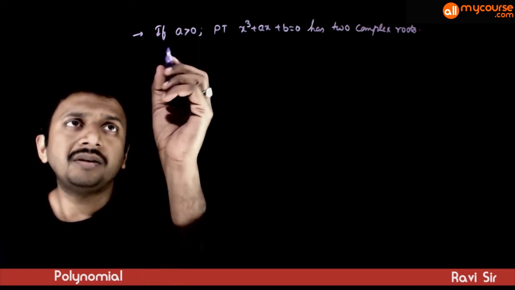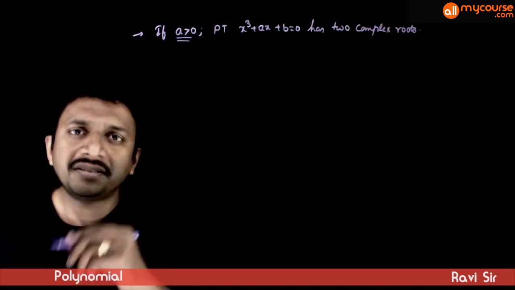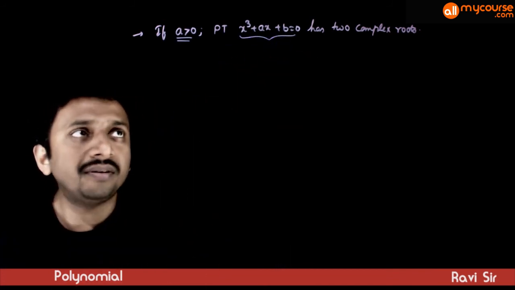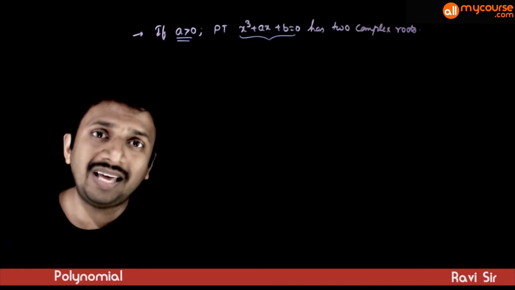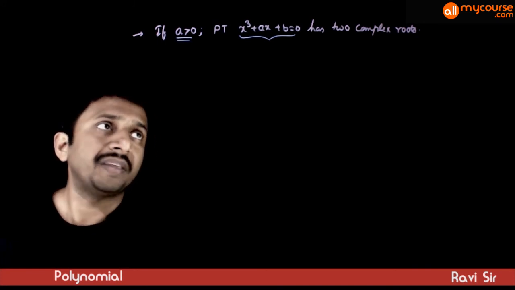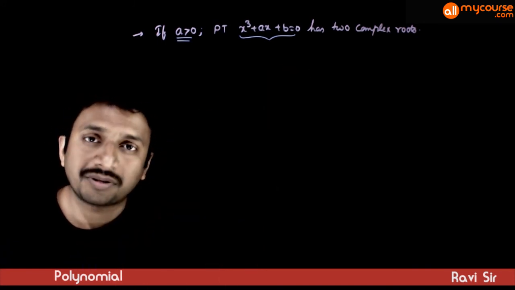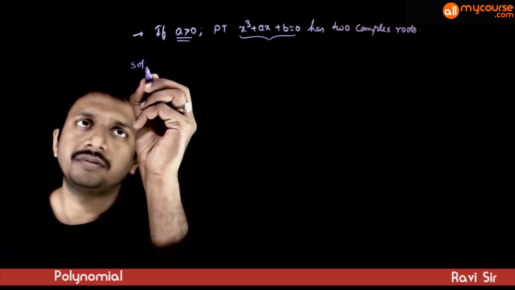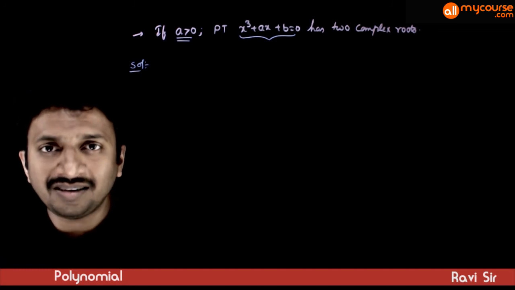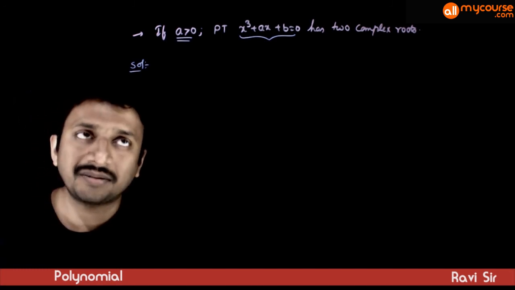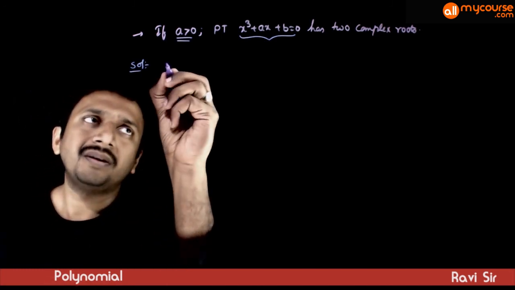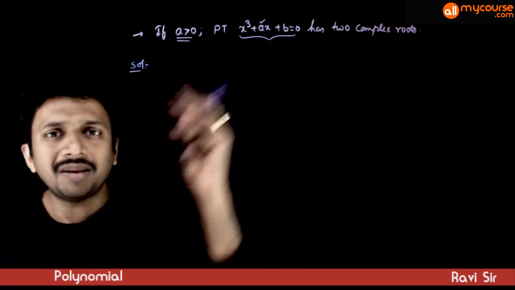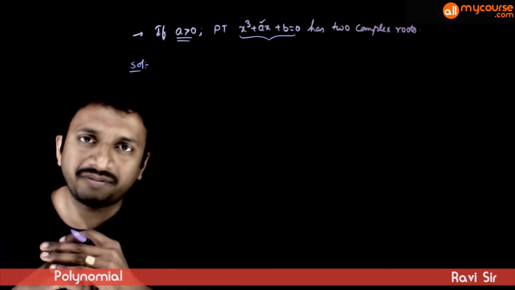In this question, you're given that if a is greater than 0, prove that this cubic equation x cube plus ax plus b is equal to 0 has two complex roots. So how do we do this? Let us use our Descartes' rule of signs. So there are two cases, right? A is given as positive. B can be either positive or negative.